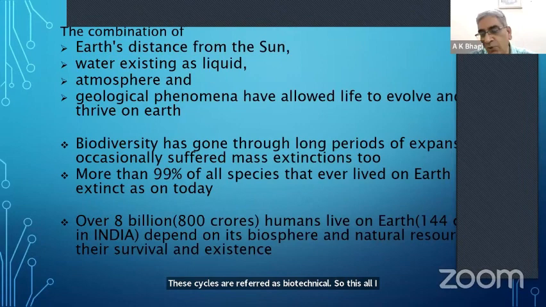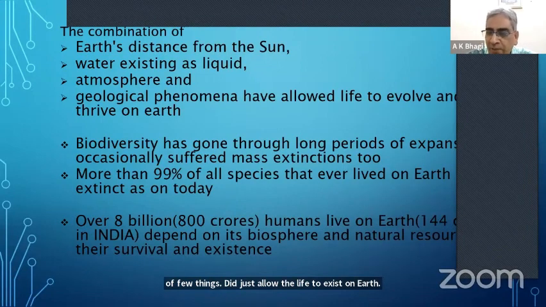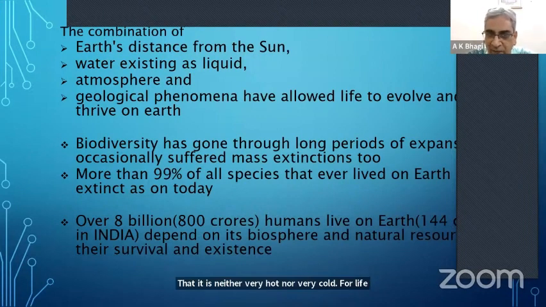It is also interesting to note that it is a combination of a few things which has allowed life to exist on Earth. And it may be taken as a coincidence. The Earth's distance from the sun is such that it is neither very hot nor very cold for life to exist. It is surrounded by an atmosphere, that also helps. We know it is spinning and revolving, that also helps.